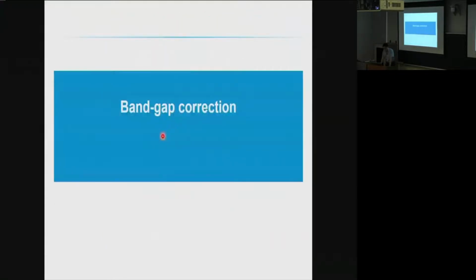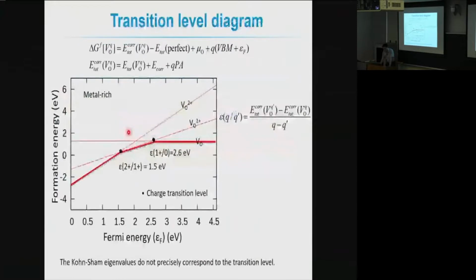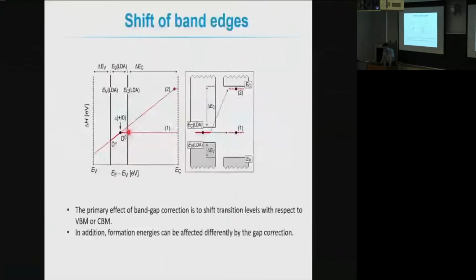Okay, so before moving on, we needed to mention the band gap correction, because this charge transition level is sensitive to the Fermi level position, which means it also depends on the Fermi level and the band gap, right? So for instance, this is the band gap of the LDA. Then you have this transition level diagram of the D plus and D0, right?